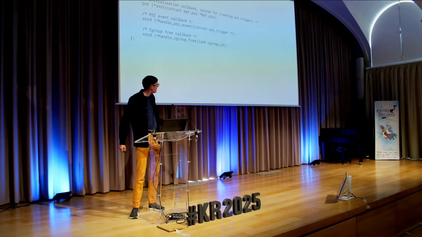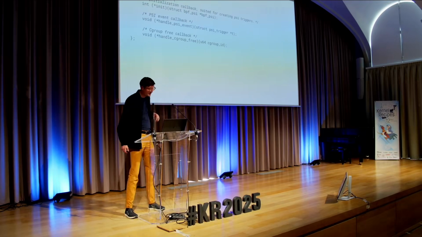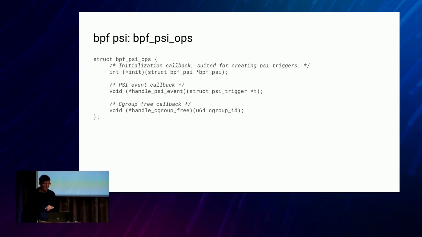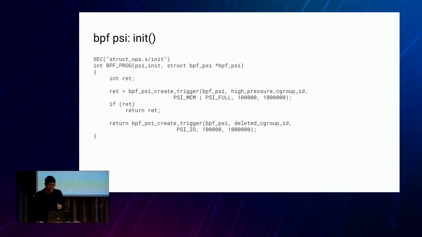So yeah, we have the handle PSI event callback, which will be called every time a PSI trigger is fired. And we have a callback which will be called if a corresponding C group is deleted. So let's look into an example of a BPF program which implements a custom PSI trigger.